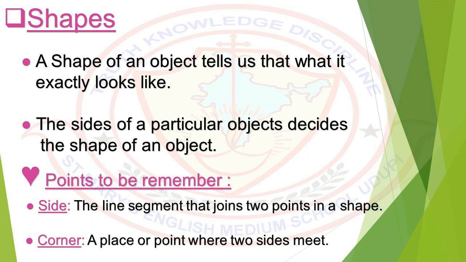So then, what is side? The line segment that joins two points in a shape is called side. Then what is corner? A place or a point where two sides meet is called a corner.